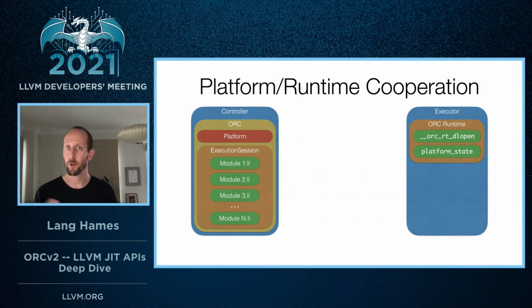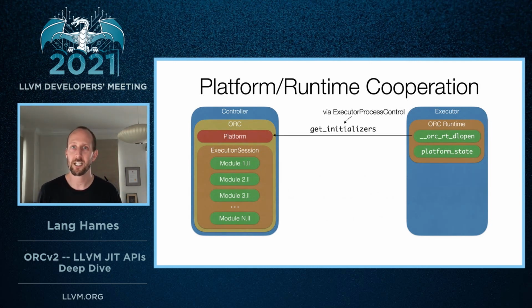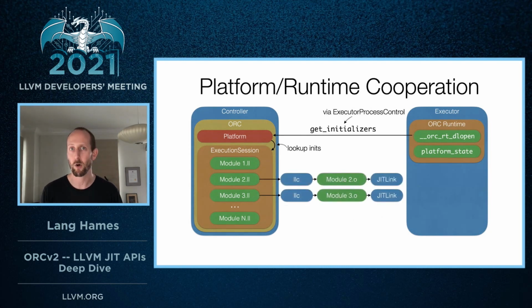So when we do the DL open on the JIT'd code, ORCRT DL open is going to call get initializers on the platform, and it calls via that executor process control API. Get initializers, as I said, is able to track which materializers have initializers in them. So it just issues a lookup for those initializer symbols. The symbol lookup triggers materialization because that's the contract in ORC. So we're going to materialize any modules with initializers. Let's assume in this case, it's module 2 and 3. So we'll run the pipeline and we'll get to JITLink.